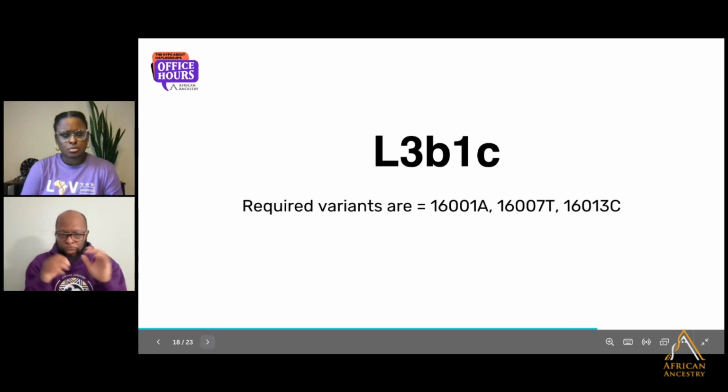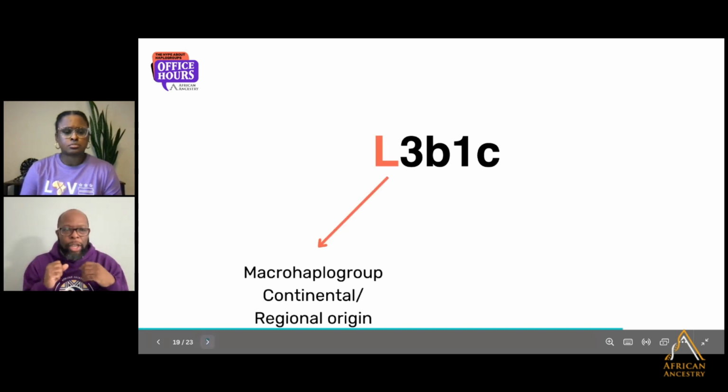Each haplogroup has a required set of variants. So for our pretend example here, you need to have at least 3 of these required variants in order to be designated the L3B1C haplogroup, right? Whatever other variants you have, if they don't fall into another haplogroup, they're going to be discounted. Only these are going to be considered when you're assigning haplogroups.